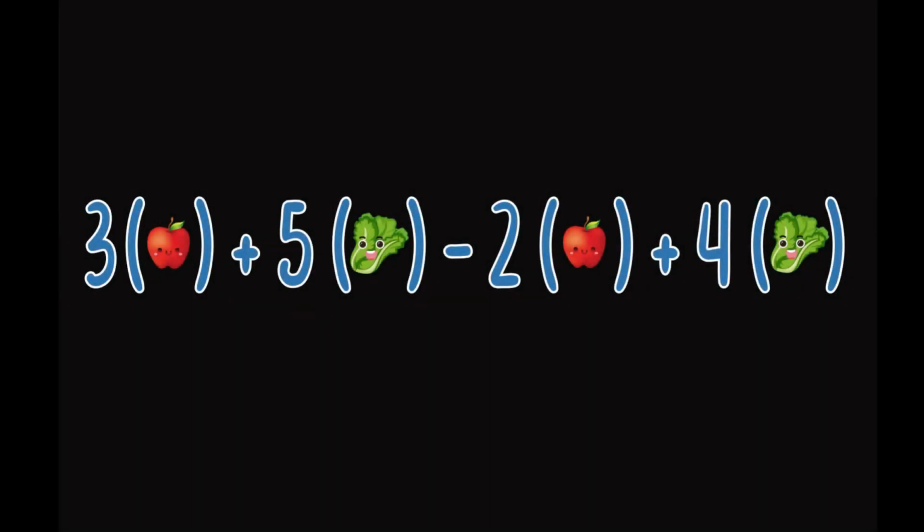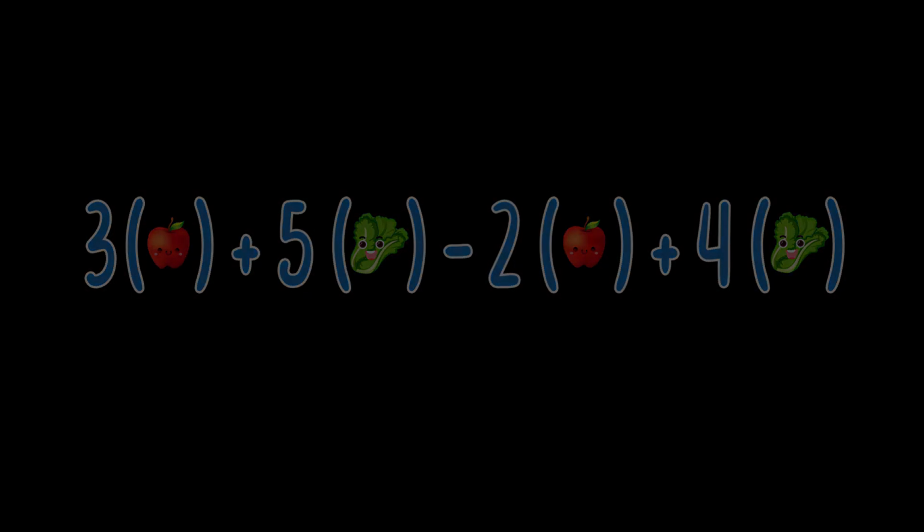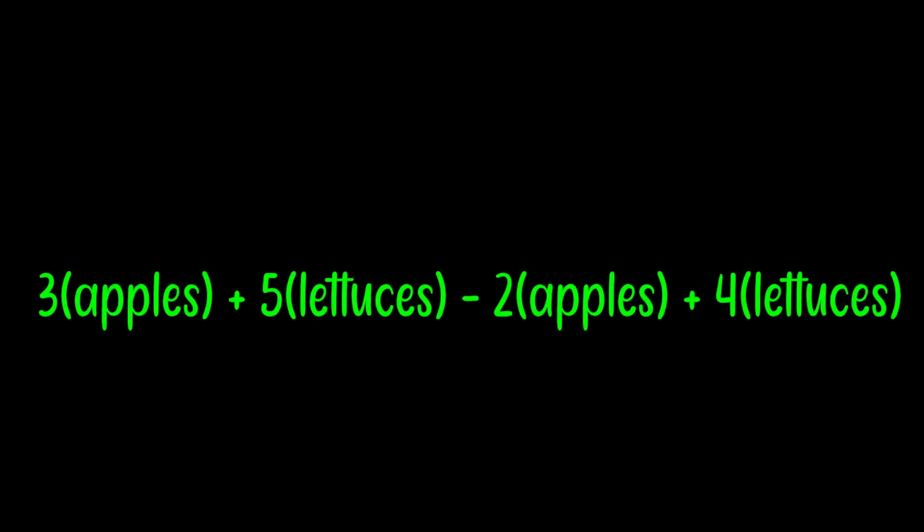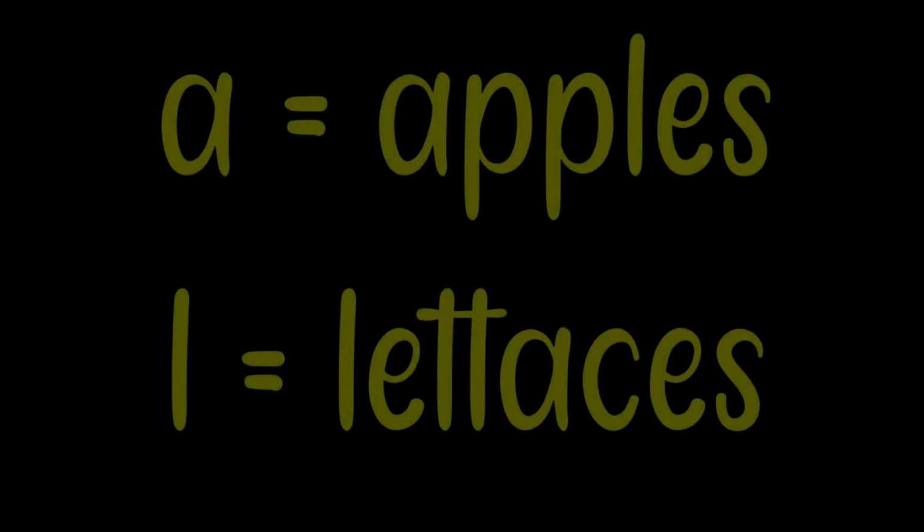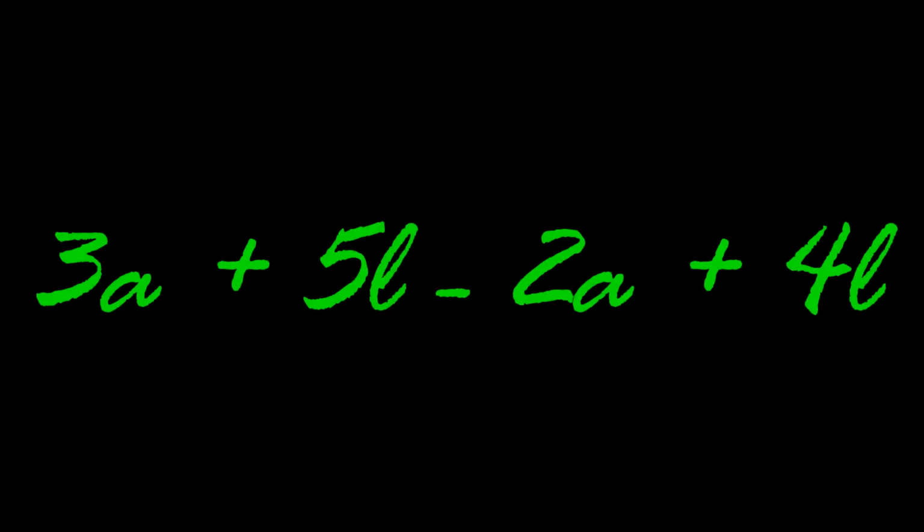Imagine you have 3 apples, 5 lettuce, minus 2 apples, plus 4 lettuce. Now you can simplify and keep on writing lettuce and apple, but for shorthand notation, you could state the A stands for apple, the L stands for lettuce, resulting that you can actually just write 3A plus 5L minus 2A plus 4L. This makes the writing just so much easier.